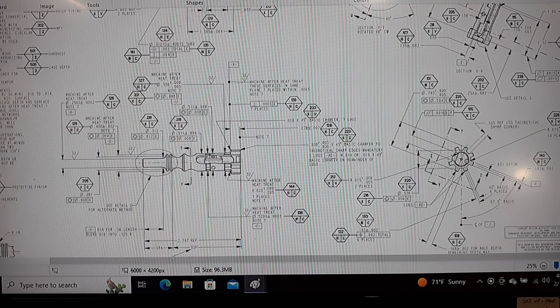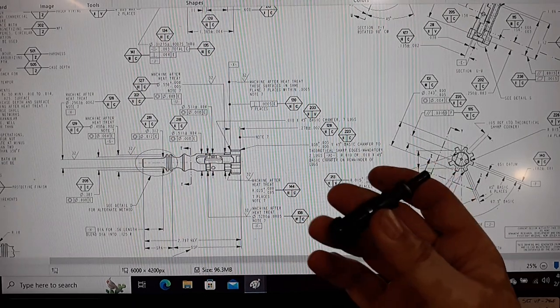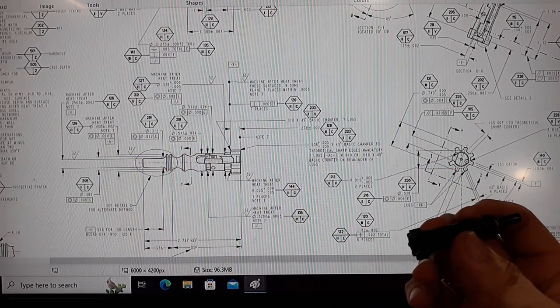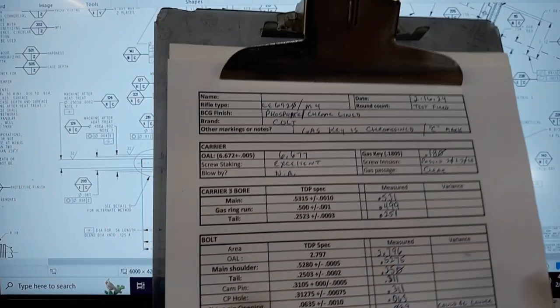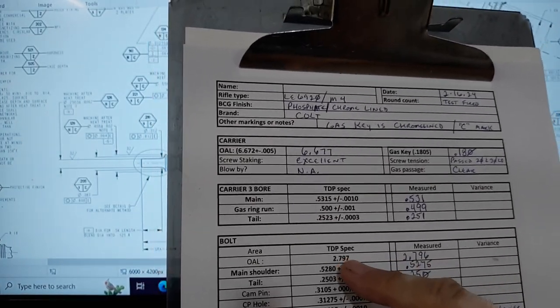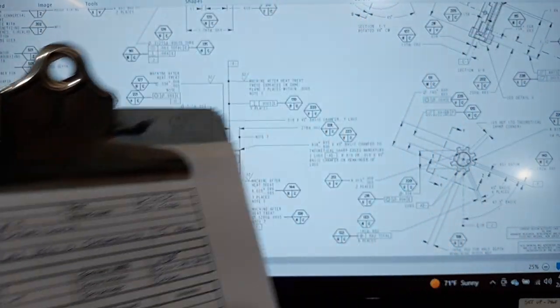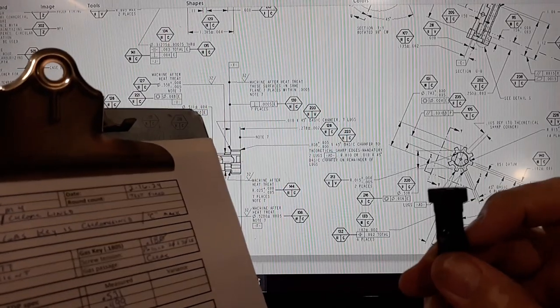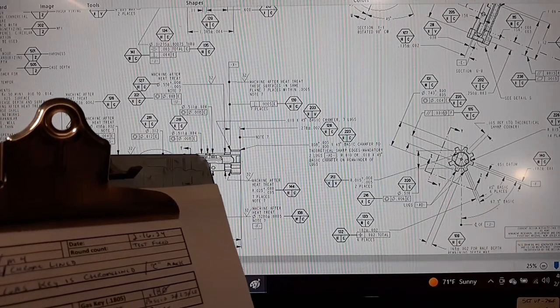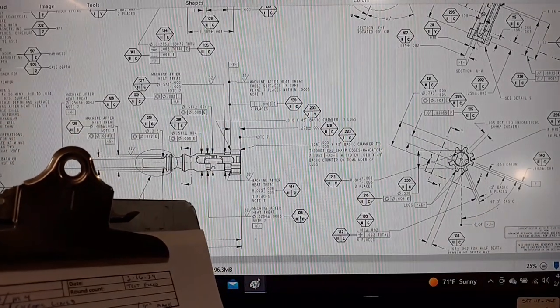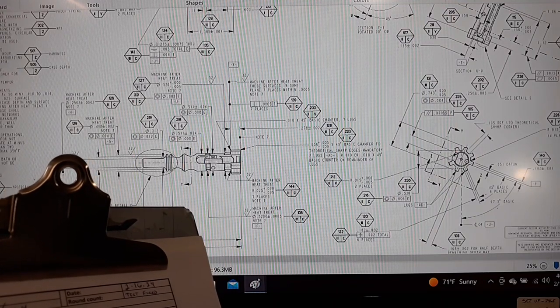Okay, so one of the things to be concerned about is the overall length of the bolt itself. From here back to the end of the tail, it should be no longer than 2.797. I measured the one for the Colt, and it was just slightly under by a thousandth of an inch. It was 2.796. You can see the measurements right here. The main shoulder, what I was talking about earlier, you can see it's worn. I pulled this one out so you could see it, because it's a little easier to see than on a brand new one. The shoulder should be 0.5280 plus or minus 0.0005.